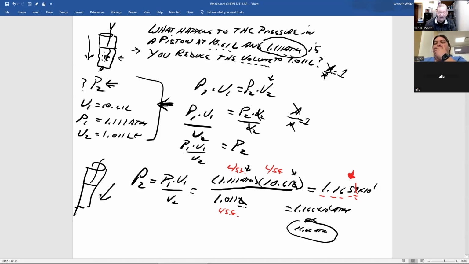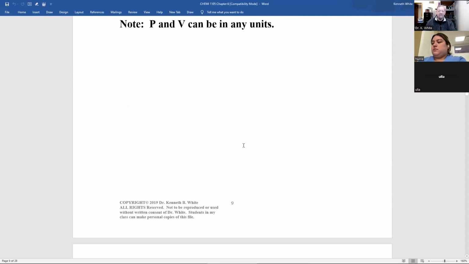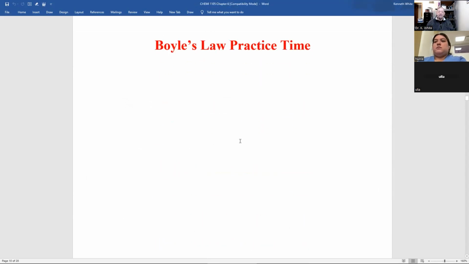Now, in the past, you'd have to memorize this if you were in my class for test number 3. Good news. It will be an important information. Test number 3. So you don't have to memorize it, but you do have to know how to use it. All right, let's move on. We've done our Boyle's law practice, and I'll do 1 or 2 more when we go through the practice problems for this chapter, probably Monday.